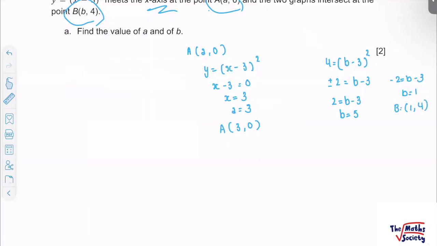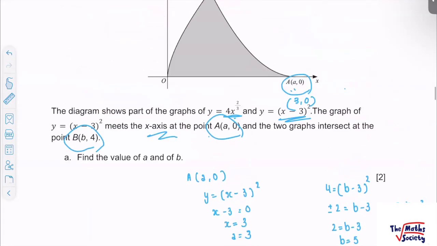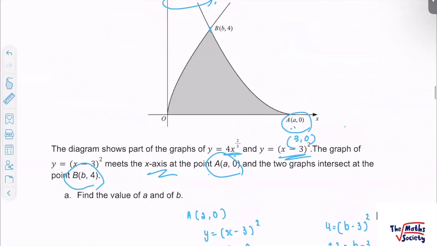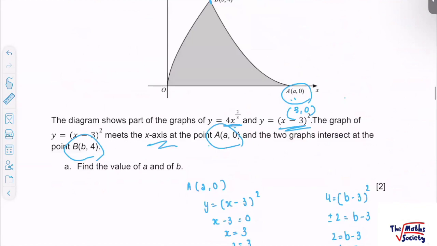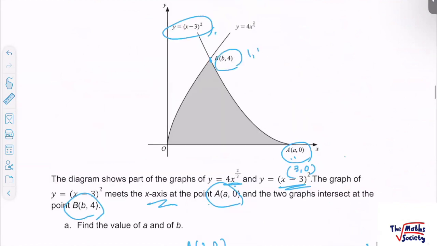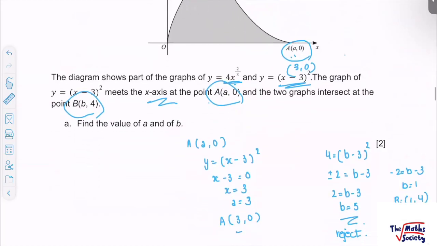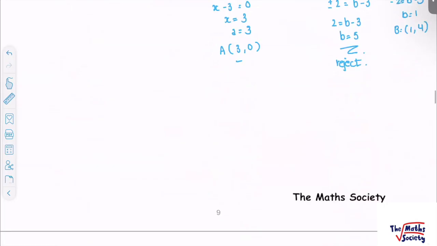So you have B as 1 comma 4. And b cannot be 5 because a is 3, and b is here, which means it has to be before 3. So we need to reject this. And so this one's b comma 4, which is 1 comma 4. And then they say to find the values of a and b, and so that's a and b.